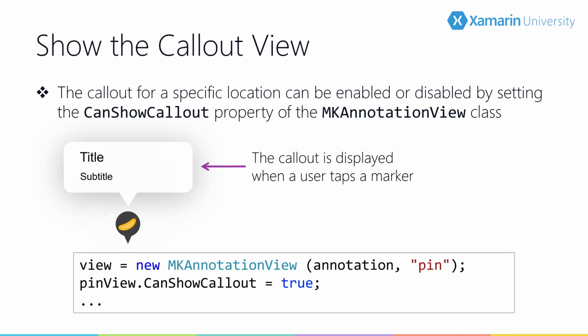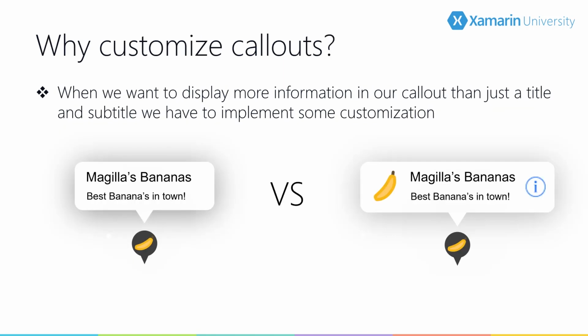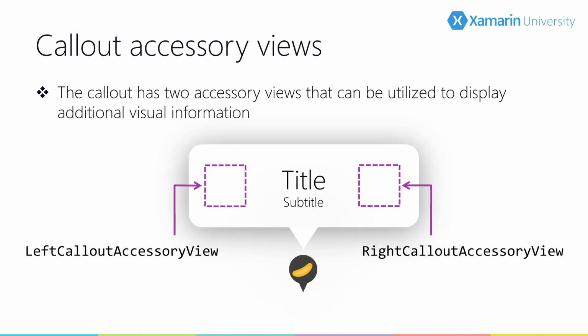When overriding the GetViewForAnnotation method in the map view delegate, the callout must be explicitly enabled by setting its CanShowCallout property to true. The callout by default will show the annotation title and subtitle. If you want to show more than just these two pieces of textual information, or you want to respond to user taps, some customization is required.